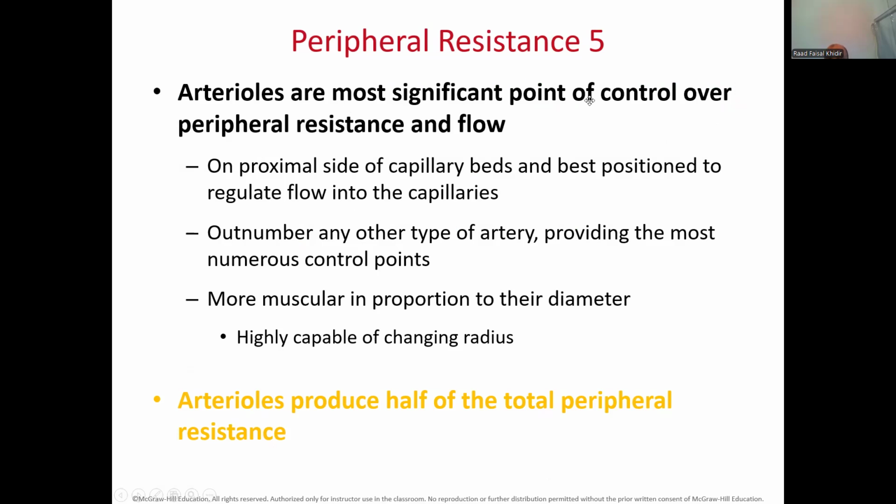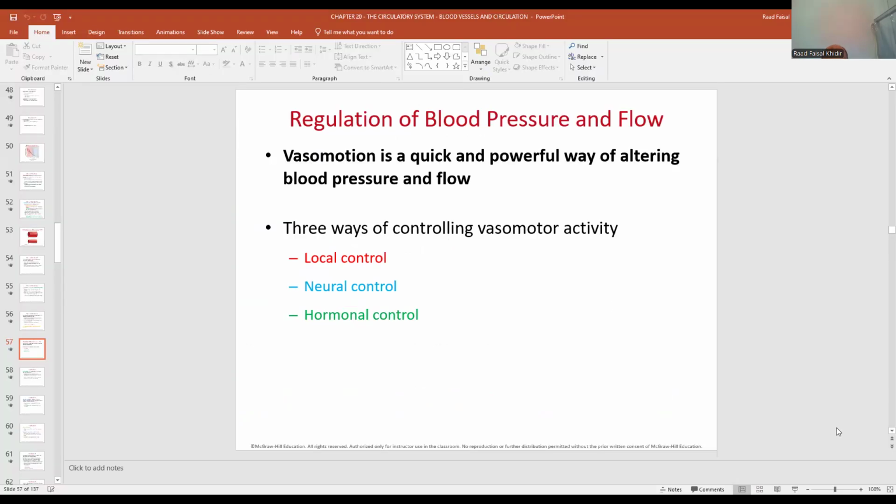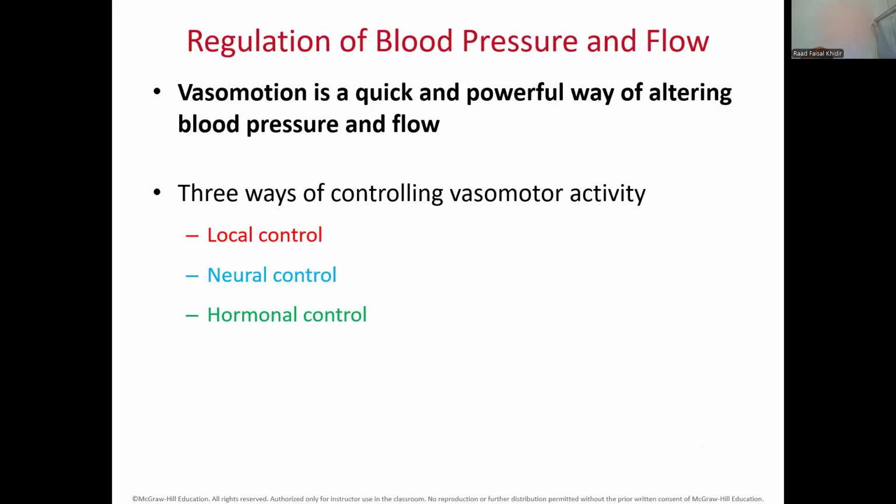Arterioles are the most significant point of control over the peripheral resistance flow, and these are the resistance vessels. What are the resistance vessels? These are the arterioles. So now we discussed that we need to control the blood flow. So we control the blood flow how? By vasodilation and vasoconstriction. But who's responsible for that?